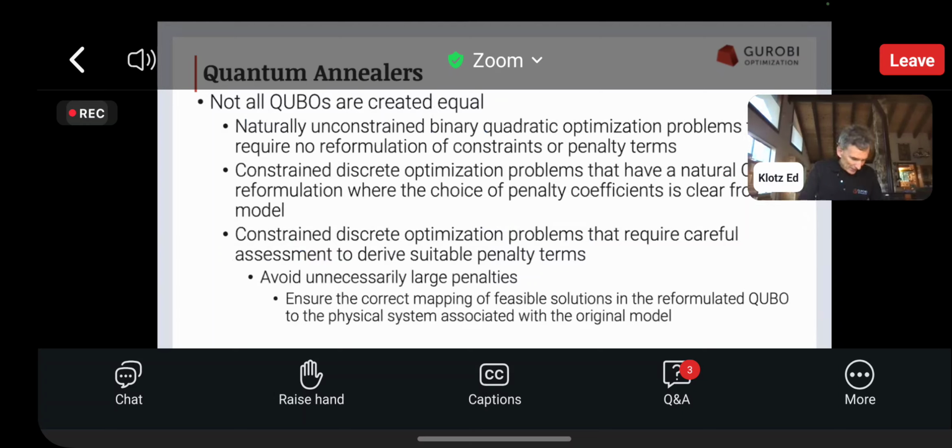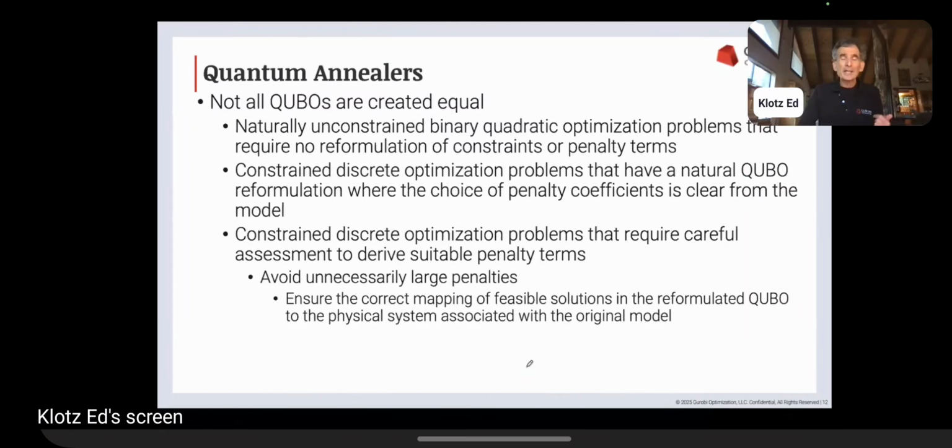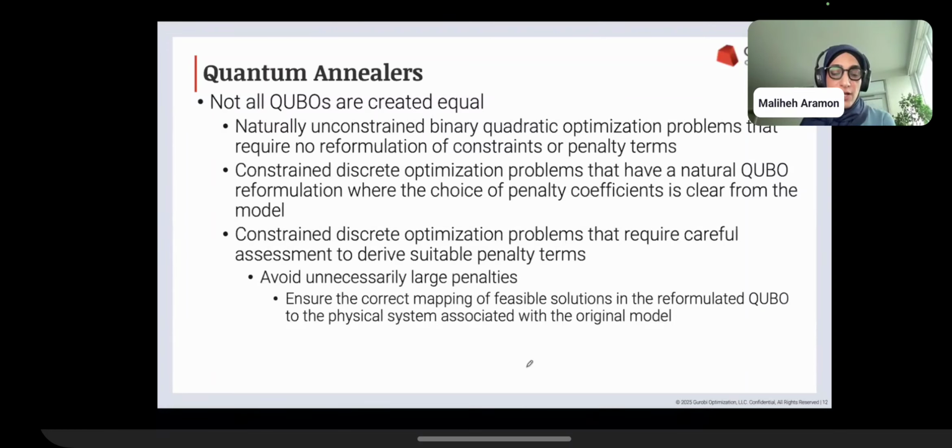All right, so that ends the first section. We'll take a few questions now, but first I want to check with Malahay to see if she has any additional comments. Thank you, Ed. I just have one comment.